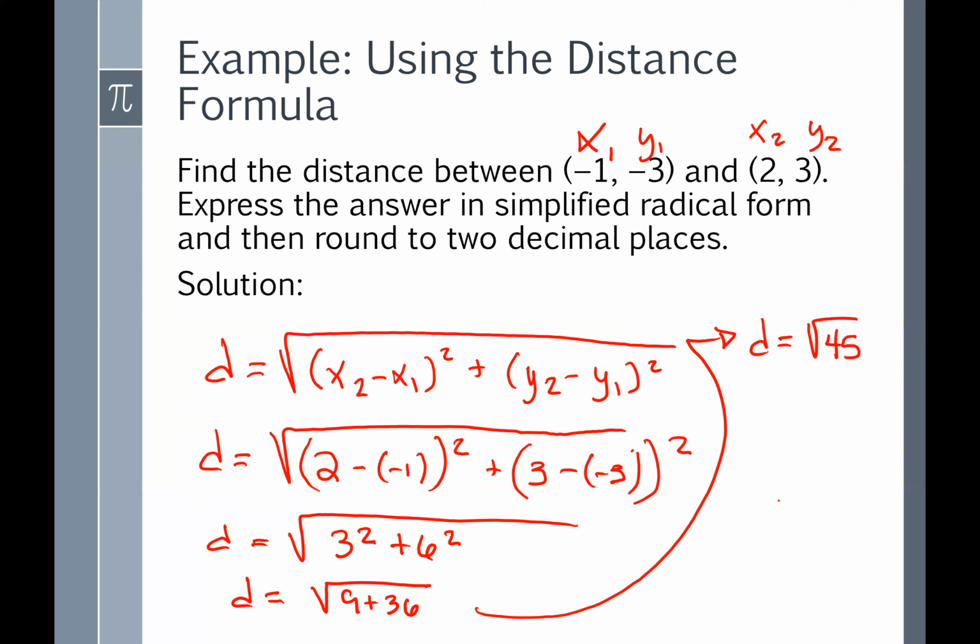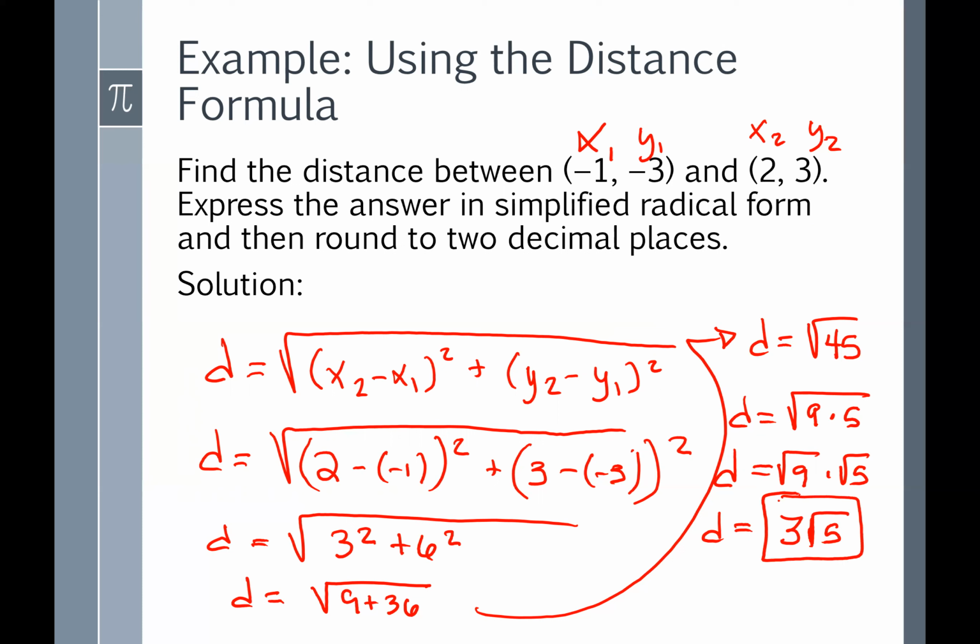And we are going to be expected to simplify that radical. 45 can be written as 9 times 5. And from the laws of exponents, the square root of a product can be written as the product of the square roots. And the square root of 9 is 3. So the distance between those 2 points on the coordinate plane is 3 times the square root of 5.